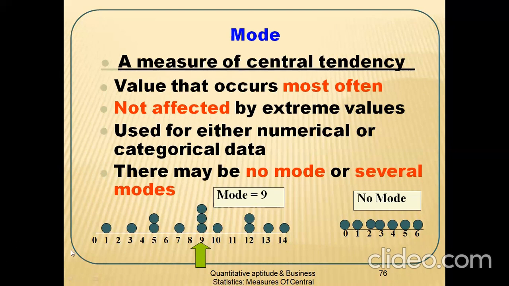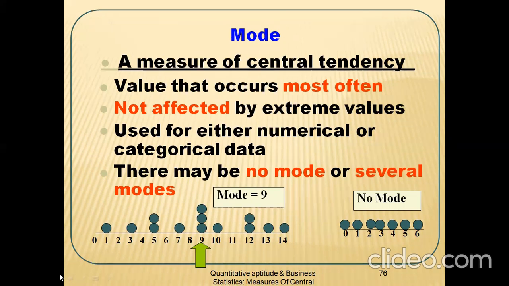If you observe example one, the observations are between 0 to 14, out of which 1 is repeated 1 time, 2 is repeated 0 times, 3 is repeated 1 time, 5 is repeated 2 times, 7 is repeated 1 time, 9 is repeated 3 times, 10 is repeated 1 time, 12 is 2 times, 13 is 1 time, and 14 is 1 time. That means the number 9 is repeated the highest number of times, that is, 3 times in the given set of observations.